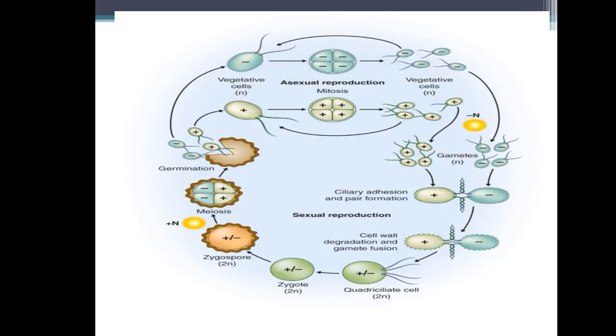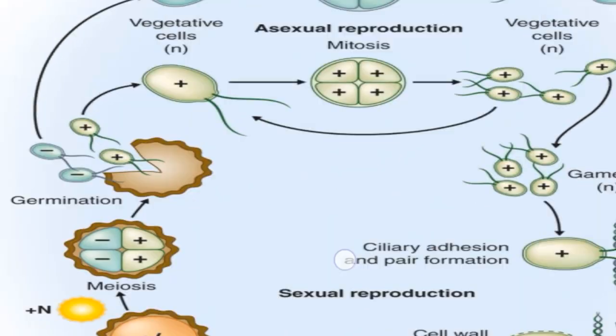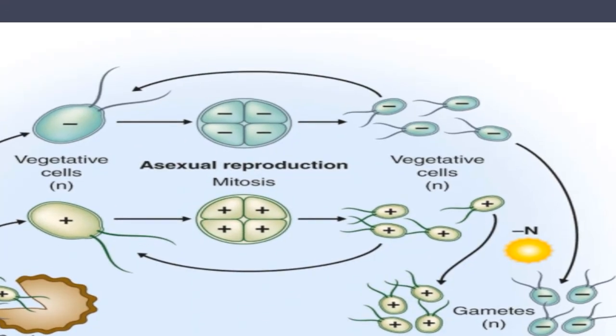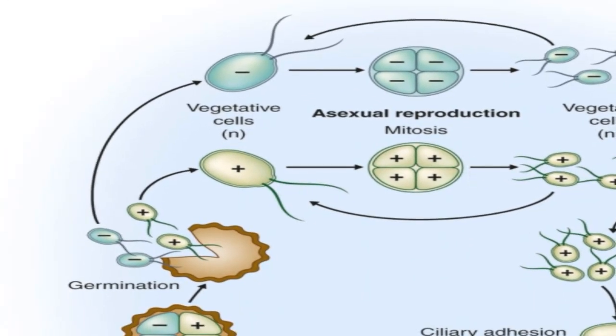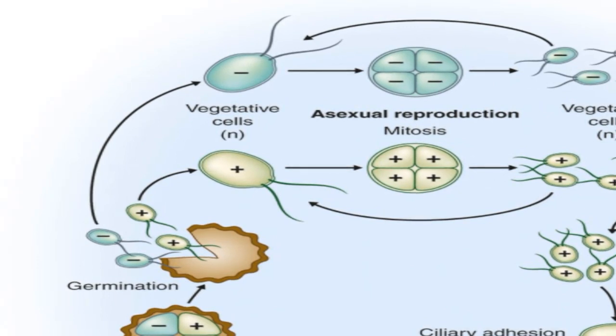We can see this type of diagram in schematic form. You will observe that in asexual reproduction, suppose these are the two Chlamydomonas, one is the negative, another is the positive. In asexual reproduction, from the negative all are negative, and from the positive all are positive, but all are mitotic products, they are motile, and they have two flagella.